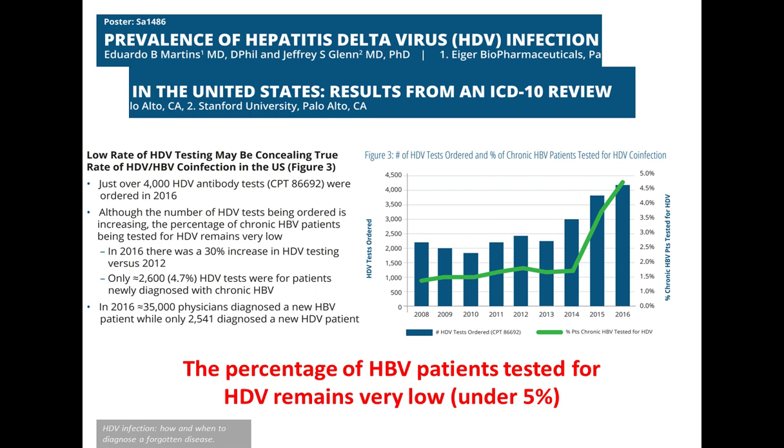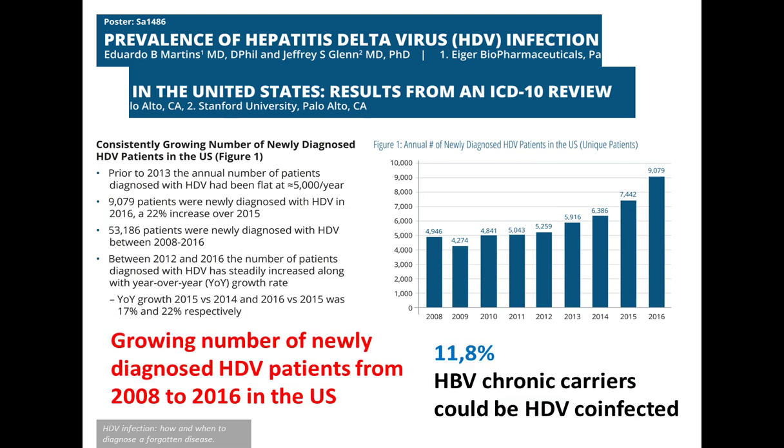These comprehensive guidelines regarding Delta screening from the American Association might be related to the reported results of this study that I have been presented here, and it was previously mentioned by Dr. Svicher. This study concludes that the percentage of hepatitis B patients tested for Delta, although it is increasing since 2008, still remains very low. Less than 5% of the patients infected with hepatitis B are screened for Delta virus infection.